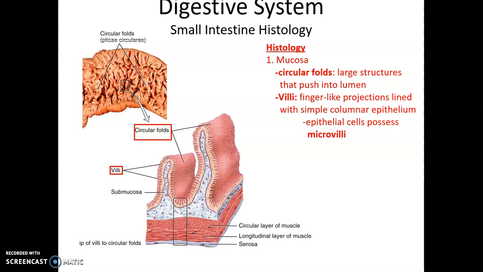And if you look at the simple columnar epithelial cells, you'll see that on their surface they have small little plasma membrane processes called microvilli. And the point of these structures is to increase surface area. So increase the surface area that the chyme is exposed to, and that will then increase the absorption of nutrients.